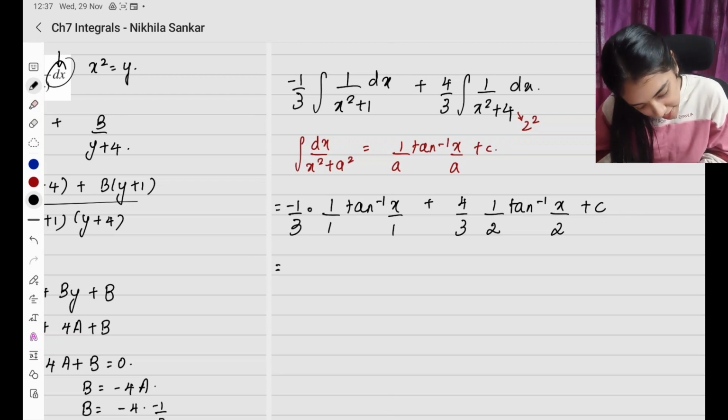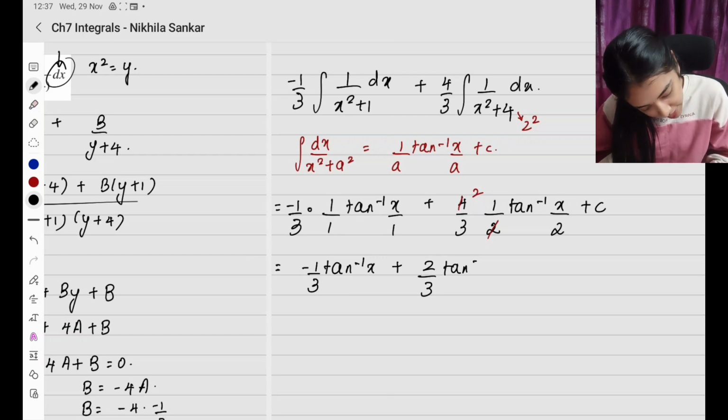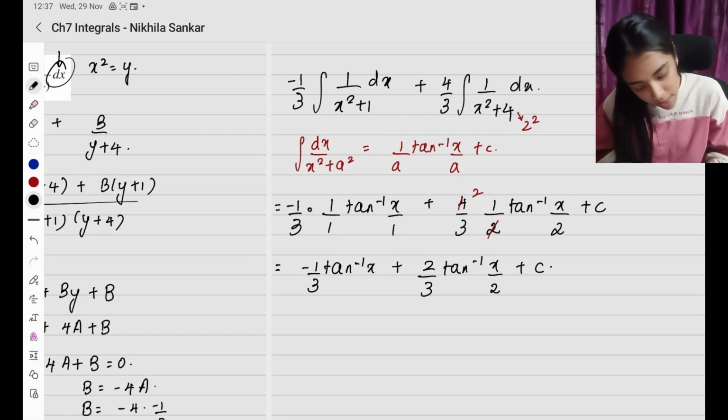So, now what is the final answer? Minus 1 by 3 tan inverse of x plus 4 divided by 6, no need. We'll cancel. So, 2 gets cancelled. So, 2 divided by 3 tan inverse of x divided by 2 plus c.